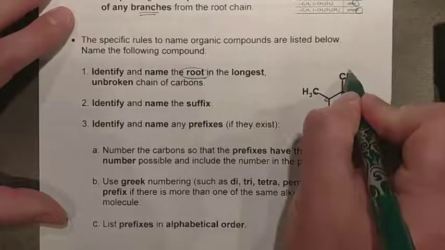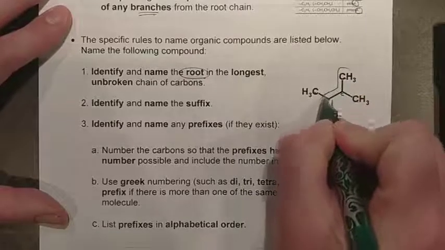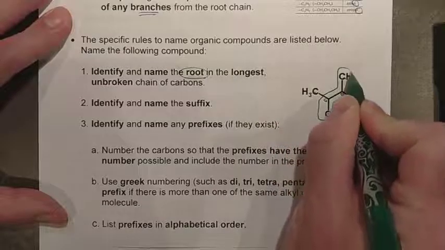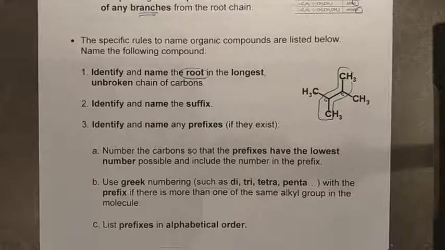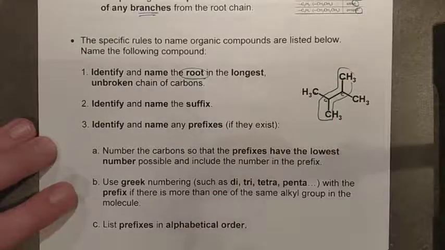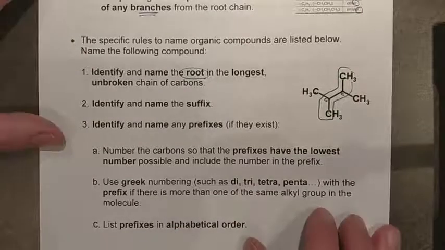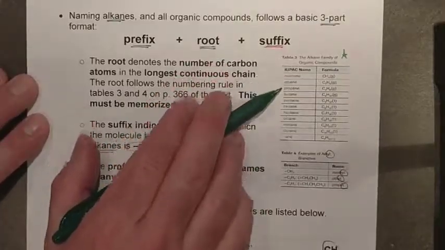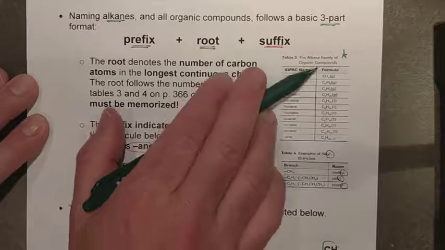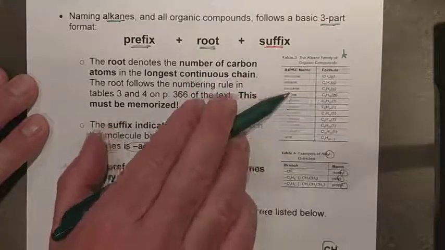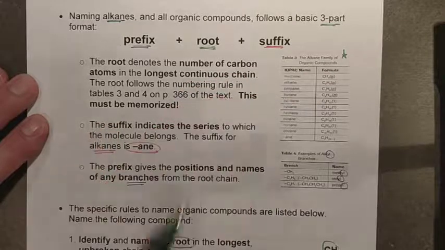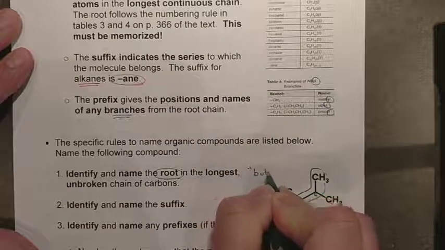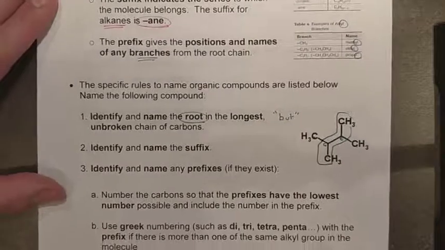So I'm just going to, for poops and giggles here, identify this as my longest continuous carbon chain. So 1, 2, 3, 4 carbons. What we want to do now is go back to our table up here and find the prefix for 4 carbons. There's 4 carbons. Its prefix is bute. So we know that this is a bute molecule.